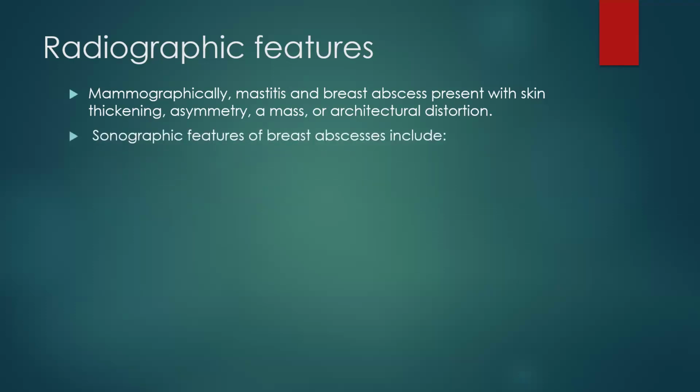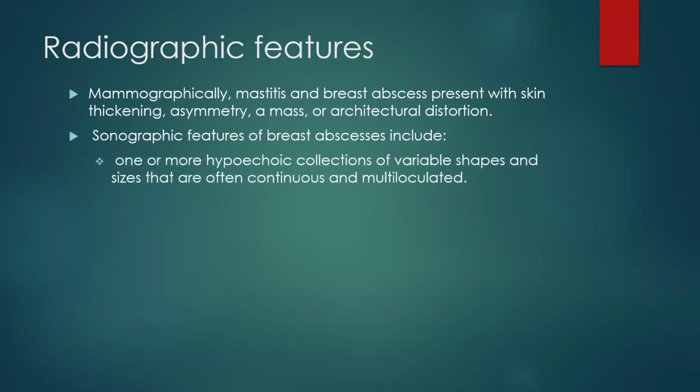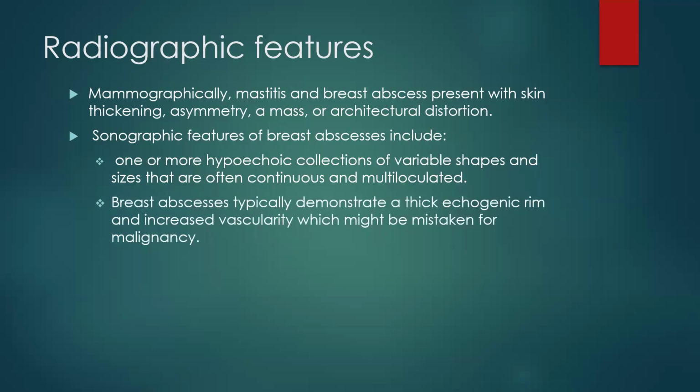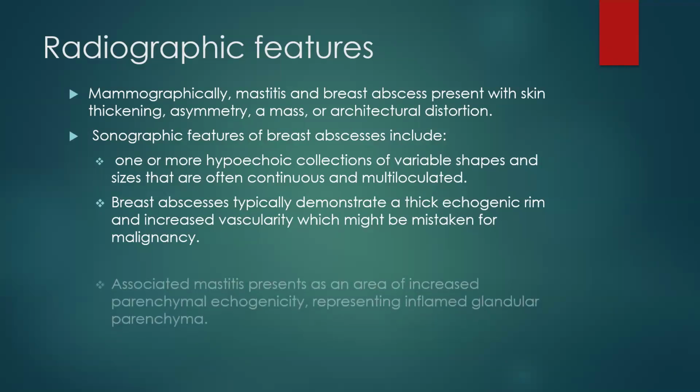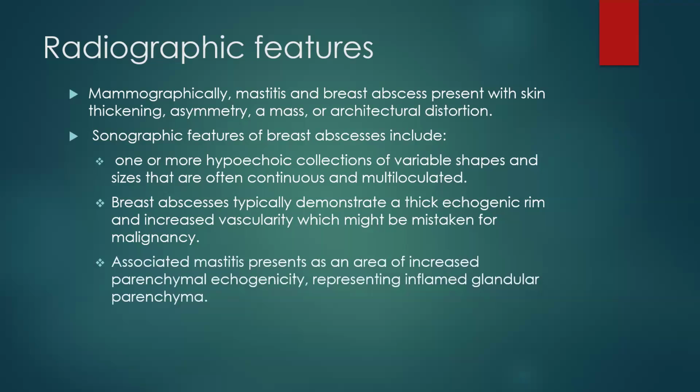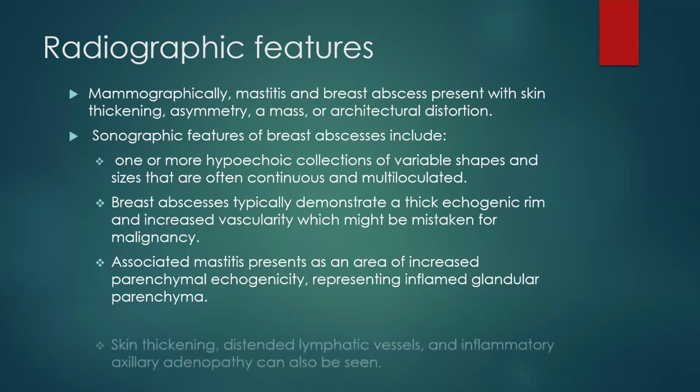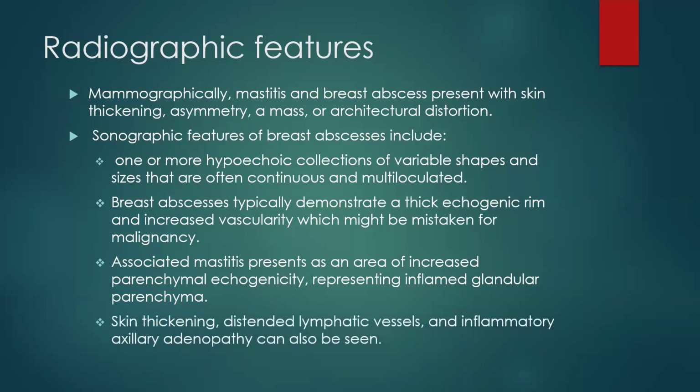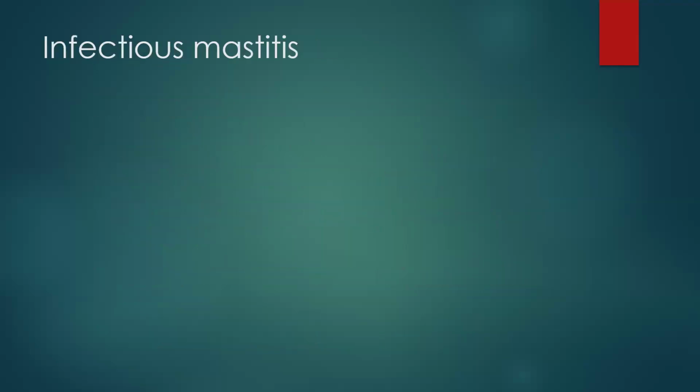Sonographic features of breast abscess include one or more hypoechoic collections of variable shapes and sizes that are often continuous and multiloculated. Breast abscesses typically demonstrate a thick echogenic rim and increased vascularity, which might be mistaken for malignancy, and hence comes the dilemma. Associated mastitis presents as an area of increased parenchymal echogenicity, representing inflamed glandular parenchyma around the abscess. Skin thickening, distended lymphatic vessels, and inflammatory axillary adenopathy can also be seen in the same case.